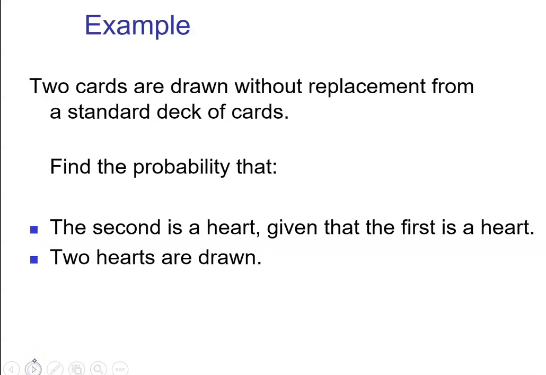So for example, two cards are drawn without replacement. So the key there is without replacement from a deck of standard cards. Okay, so again, if you don't know the standard deck of cards, please take a moment, look that up. I will assume that you know what that is. Find the probability that the second is a heart, given that the first is a heart, so in other words, two hearts are drawn.